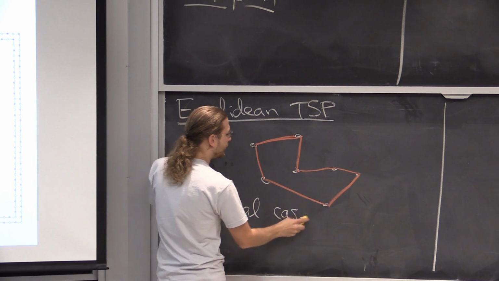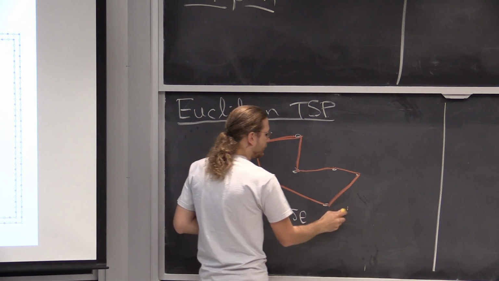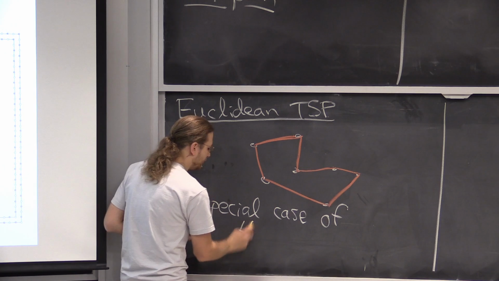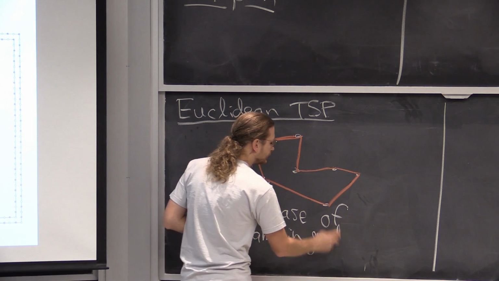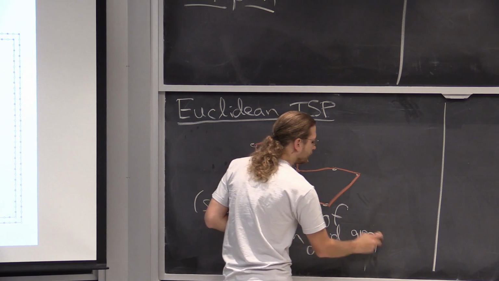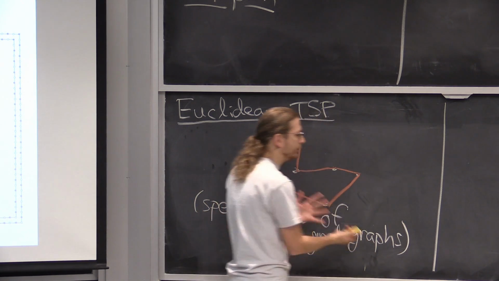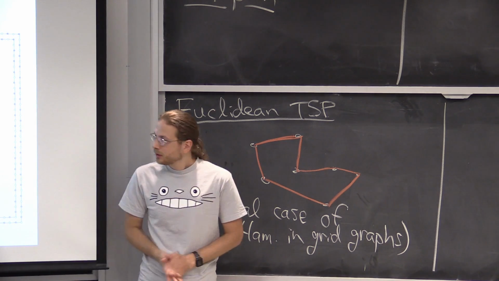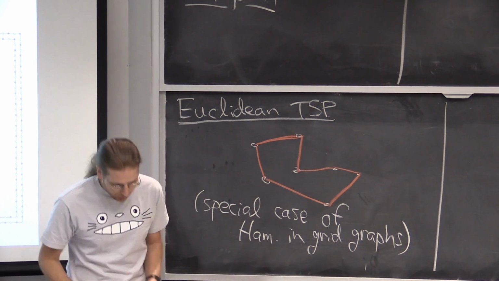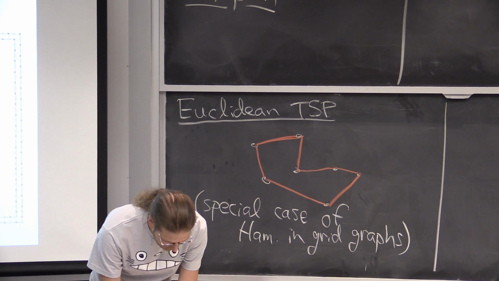This problem was proved hard much earlier. Hamiltonicity and grid graphs. But here's now a nice simple proof using what we know. I'll tell you more reasons in a little bit.